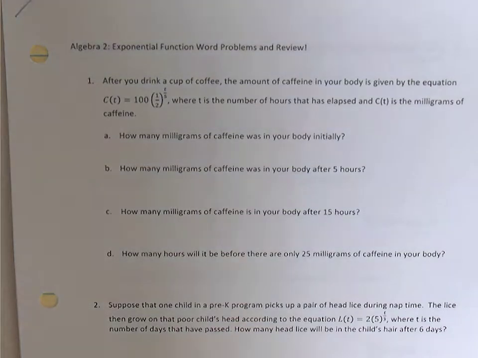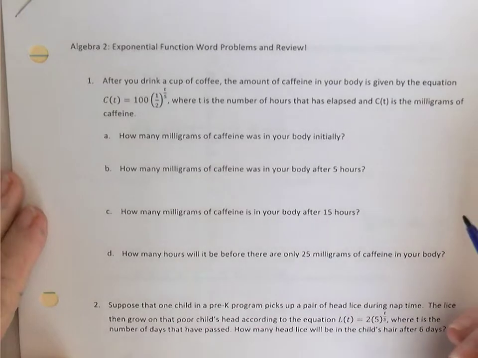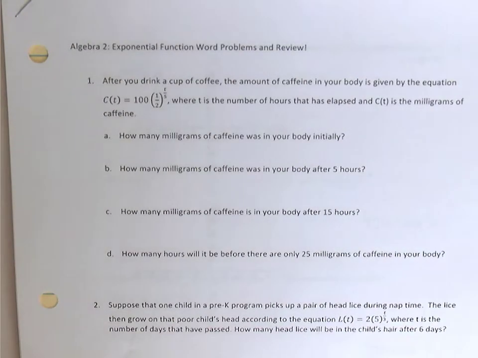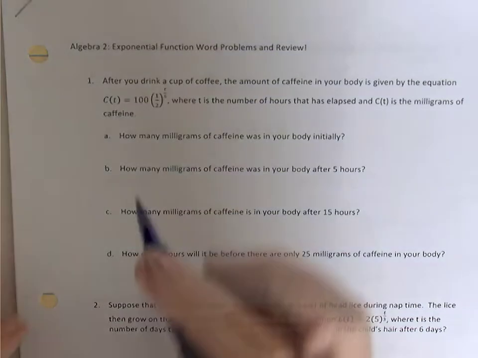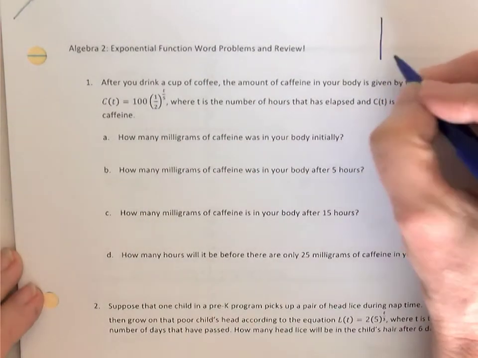The last thing we talked about in class was this word problem that we started on. This is your homework. Read over question number 1. You drink a cup of coffee. The amount of caffeine in your body is given by this equation. And since this is a fraction less than 1, I know that the caffeine is going to be decreasing.